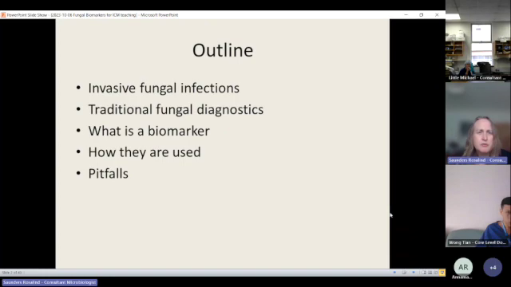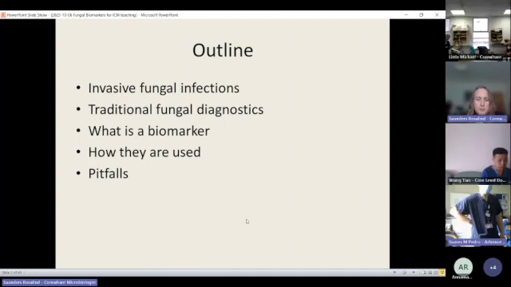So this is what I want to go through, just a very brief overview of invasive fungal infections, talk about the traditional fungal diagnostics, and then talk about biomarkers, how they are used specifically for the fungi, and particular pitfalls.